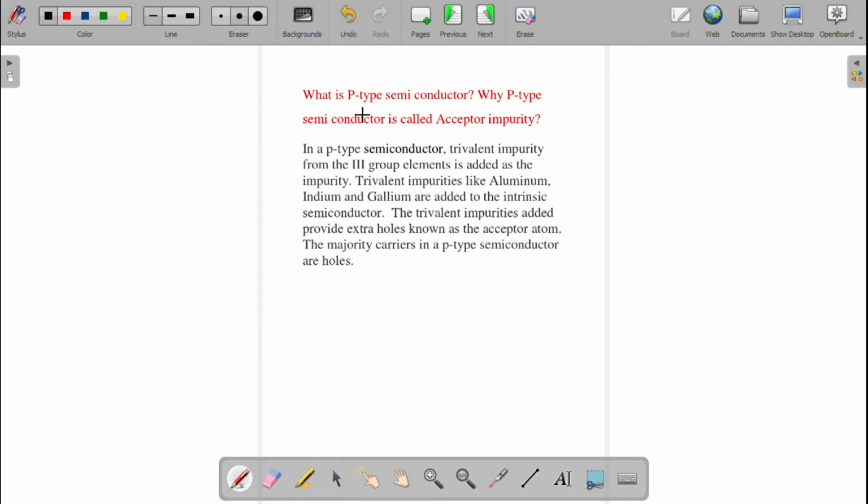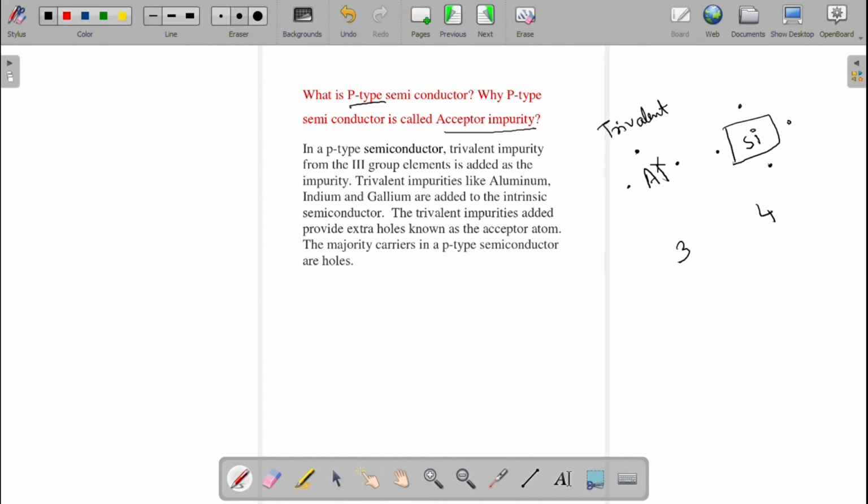Next. Now we are going to see what a p-type semiconductor is and why p-type semiconductors are called acceptor impurity. Let us listen. Which semiconductor am I going to consider? Silicon. It consists of 4 valence electrons in the orbit. With this, I am going to add a trivalent impurity. What is the meaning of trivalent? 3 valence electrons in the outermost orbit. For example, aluminium I am considering.